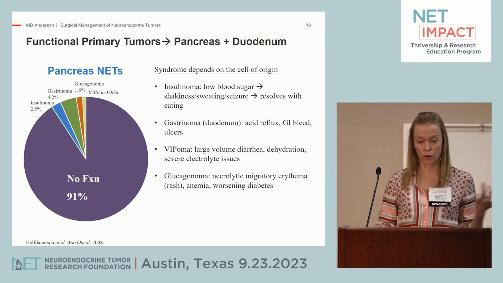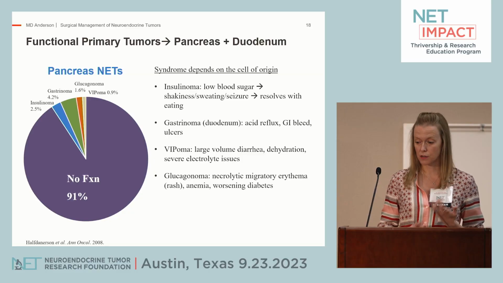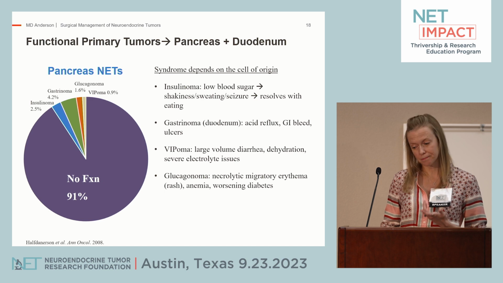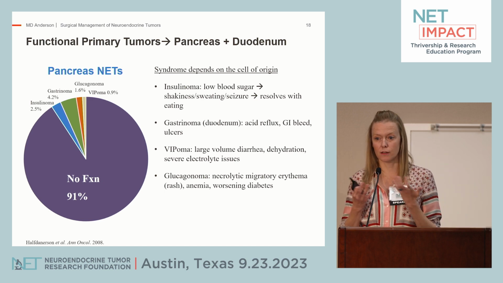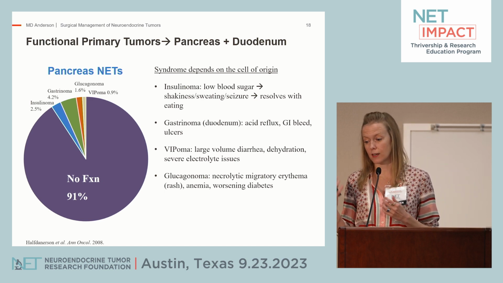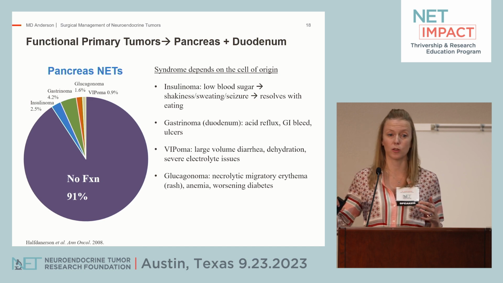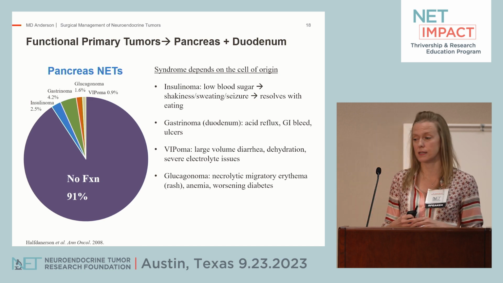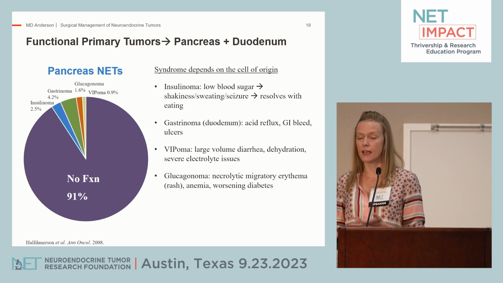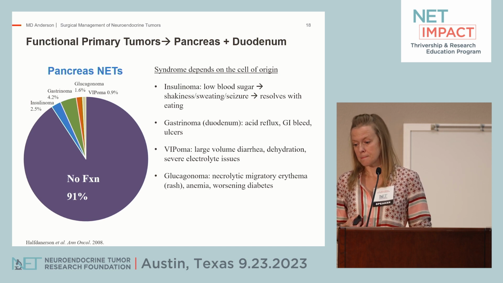Gastrinomas secrete gastrin. So this can cause acid reflux, GI bleeds, and ulcers. VIP-omas secrete large volumes of this hormone that can cause patients to have large volume diarrhea. And I'm talking about liters and liters a day that can lead to dehydration, inability to keep up with eating and drinking, and severe electrolyte issues.